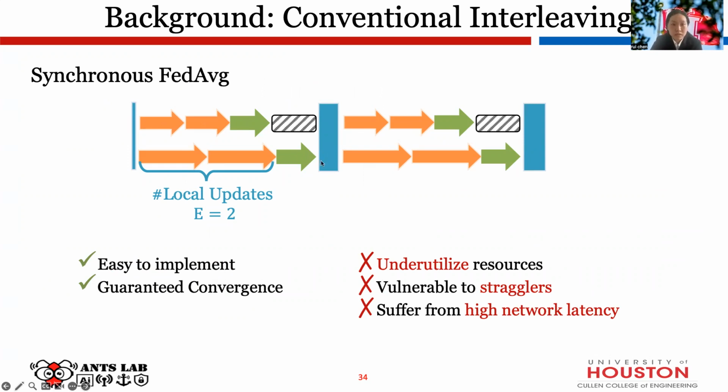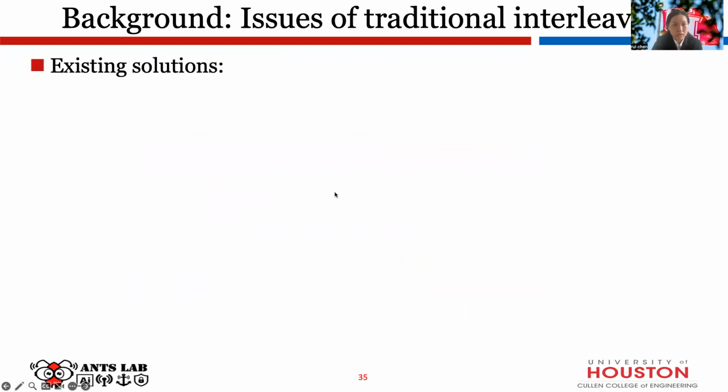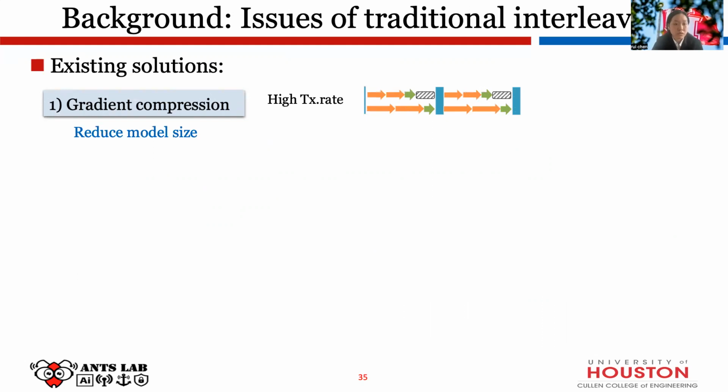So with a slow device in the system, the other devices have to wait and cause a waste of computing resources. And also the synchronized scheme is very sensitive to high network latency. So the problem will get severe when the server is on the cloud or at a long distance. To address those issues, the existing solutions can fall into three options. First, you can do gradient compression, as we introduced before, using sparsification or quantization schemes. We can reduce the model size.